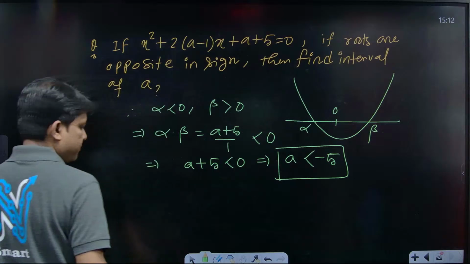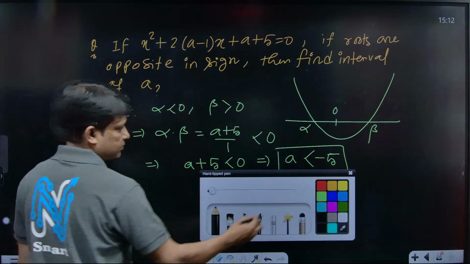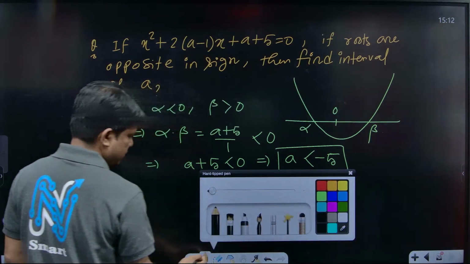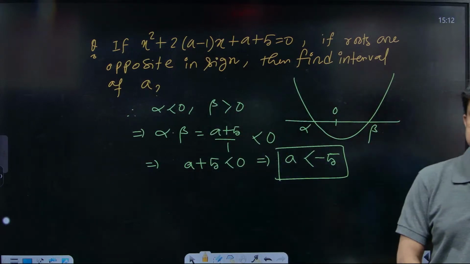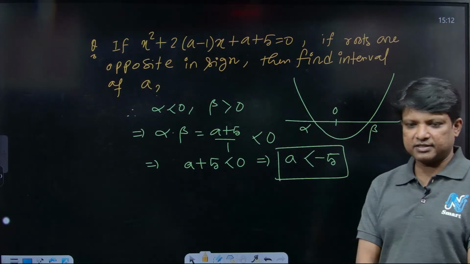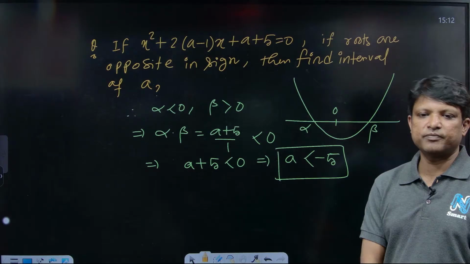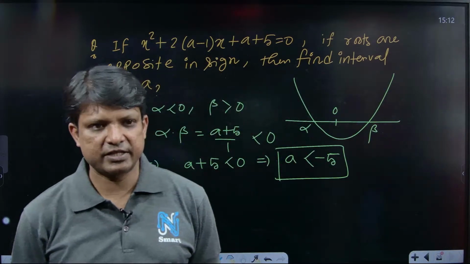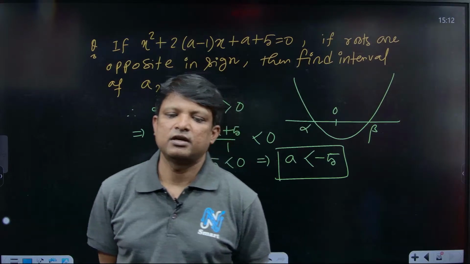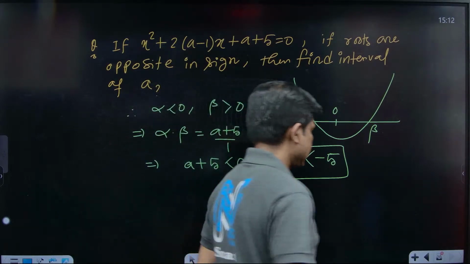Same condition when 3 lies between the roots, what is the interval of a? We can find it easily because it is cases 6 and 7. This is very important for this chapter. Quadratic expressions as well as the location of roots are very important.